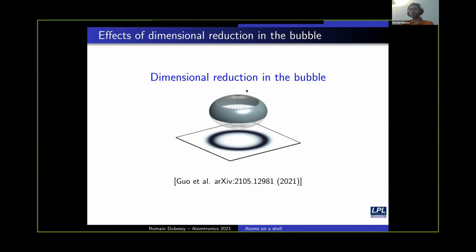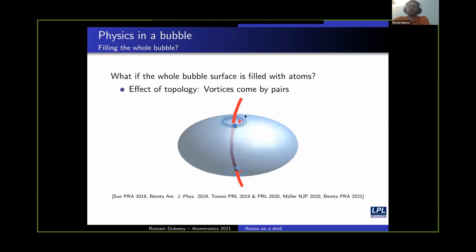So now I would like to move to the last part of this talk, and I would like to talk about dimensional reduction in the bubble, or how can we try to fight gravity and let the atoms fill the whole bubble. The motivation for this experiment is that if we were able to have a bubble surface filled with atoms, it would be a very interesting system to study rotation, because it would be very different from a plane, for example.